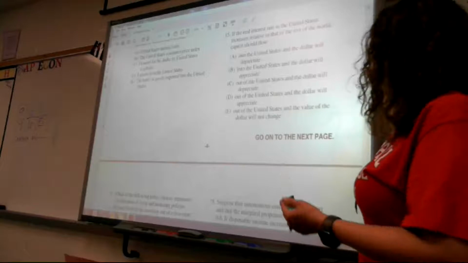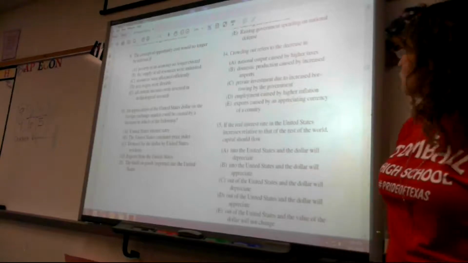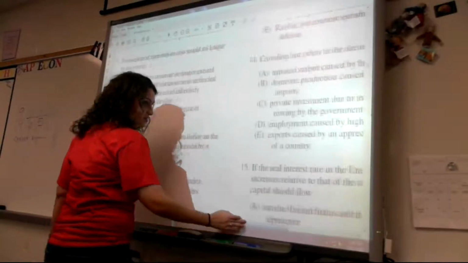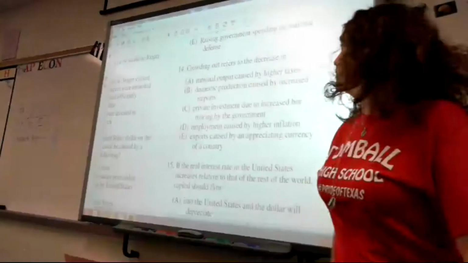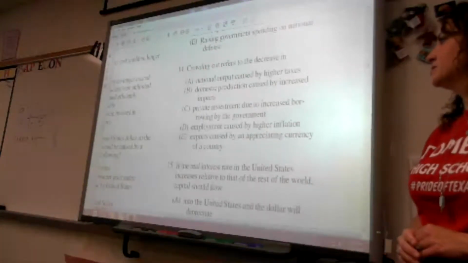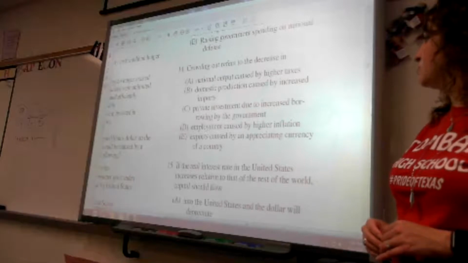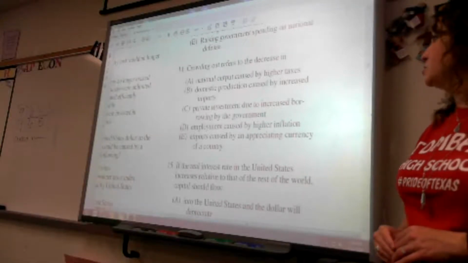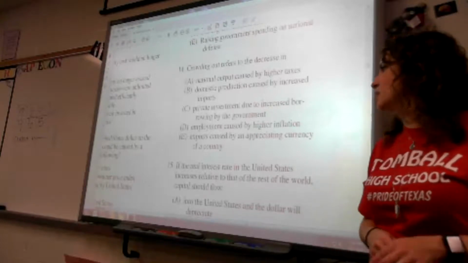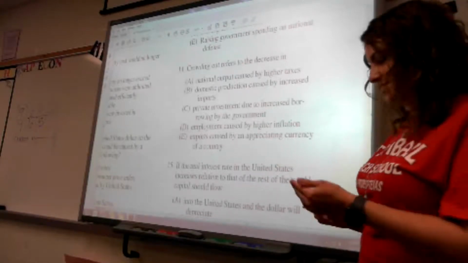And number 14 is next. Okay. Number 14. Crowding out refers to the decrease in national output caused by higher taxes, domestic production caused by increased imports, a decrease in private investment due to increased borrowing by the government, a decrease in employment caused by higher inflation, a decrease in exports caused by an appreciating currency of a country. I'm looking around and I see all the right answer, which is C. C, good job.